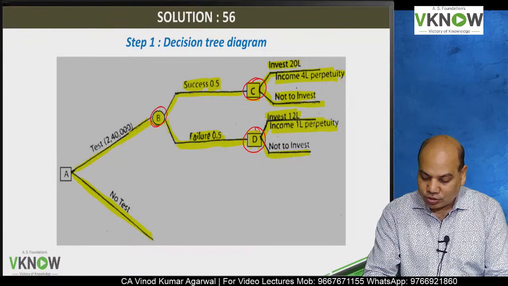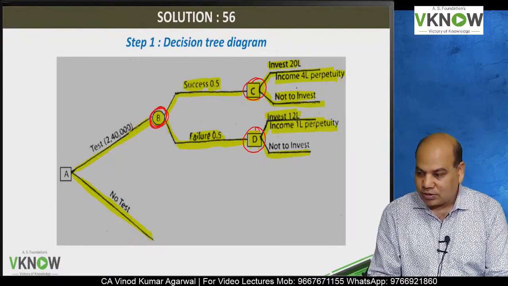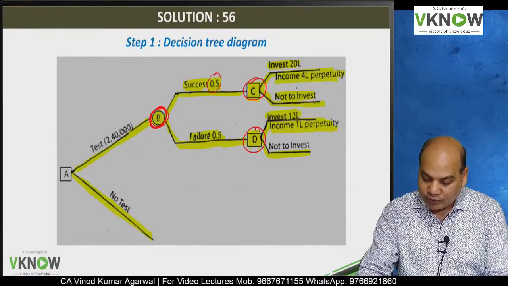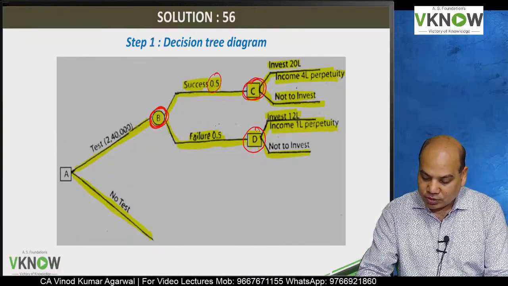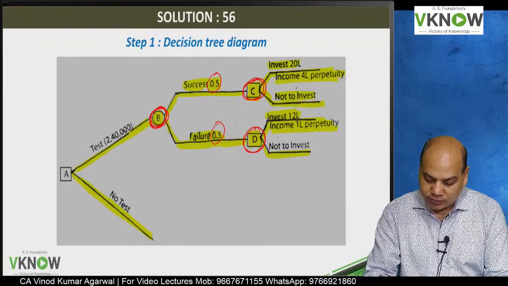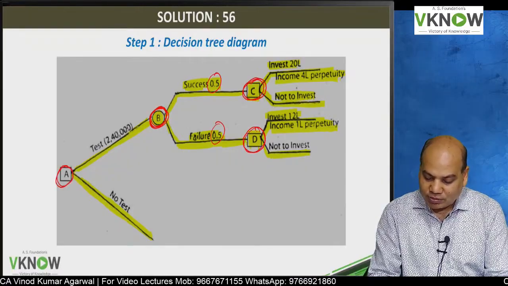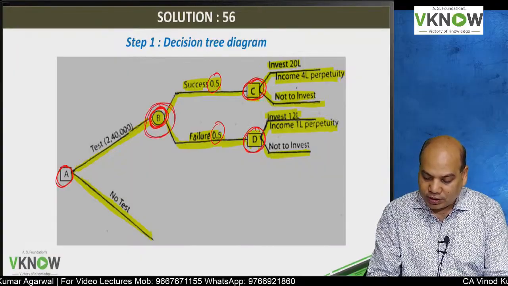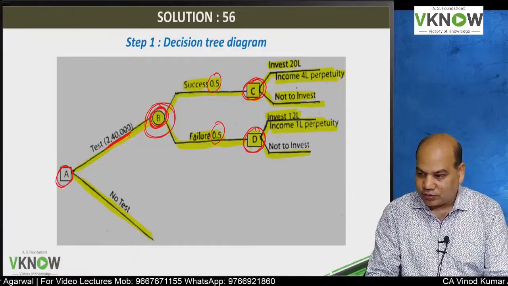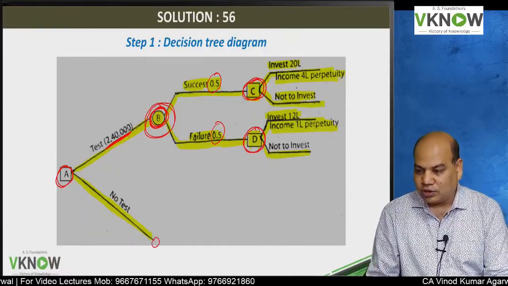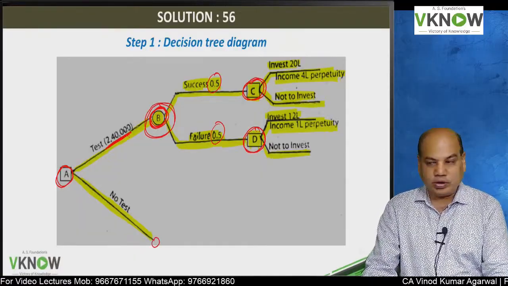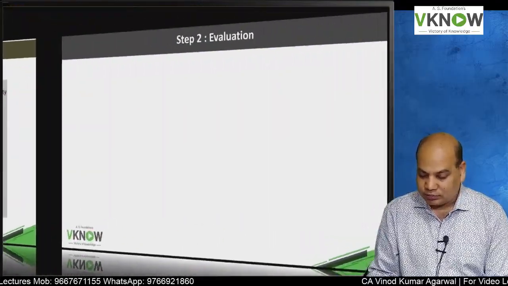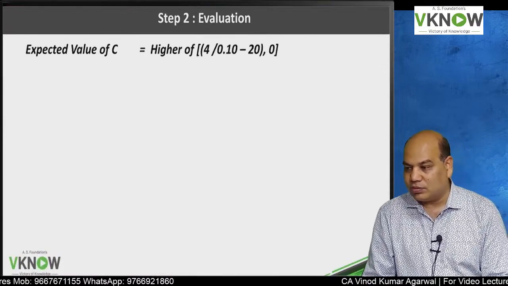B is a chance node. Consequence, so here we will apply the expected value formula: 0.5 into the value of C plus 0.5 into the value of D. Again A is a decision box, so we will take higher of the two. Whatever is the value of B, you will get minus 2,40,000, and no test means zero value. So higher of the two we are going to take, and with that this answer can be done. So please write down step 2 evaluation.